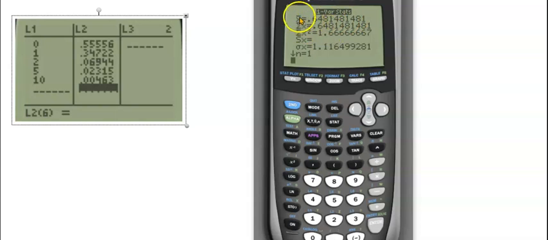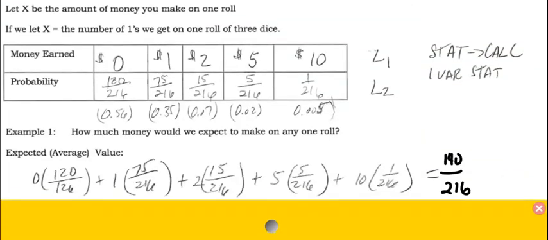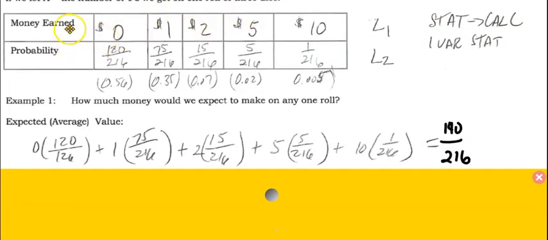When we are asked about the standard deviation, that would be this symbol here. This is our population standard deviation. We'll talk about that in a moment. But our expected value, how much we expect to get each time, is the x bar, which in this case we'll round to 2 decimal places, 0.65. Again, the money earned you put in L1, the probability you put in L2.